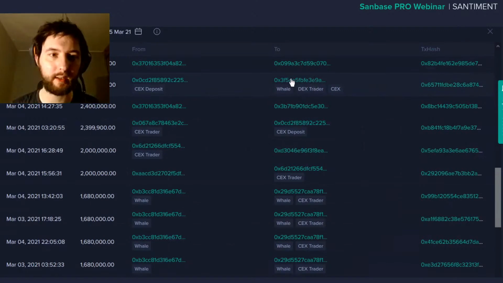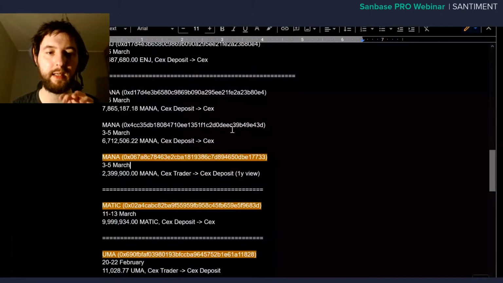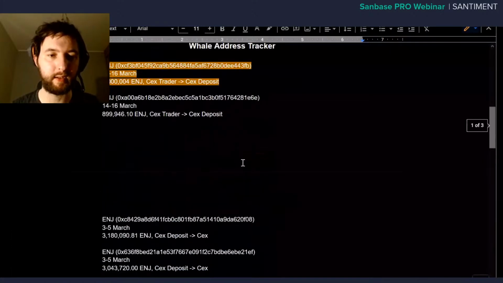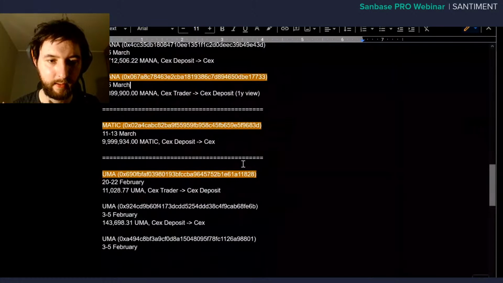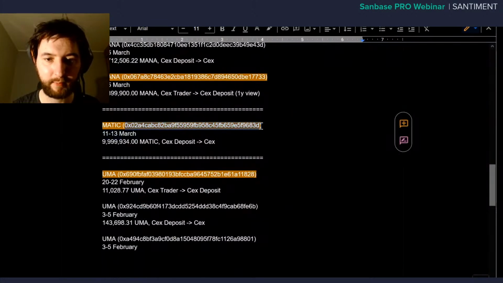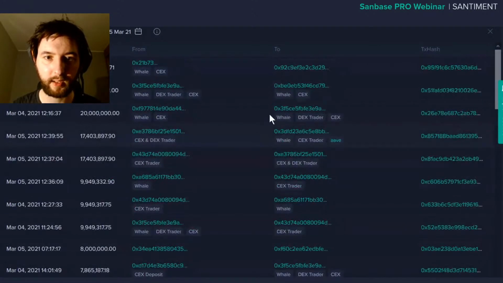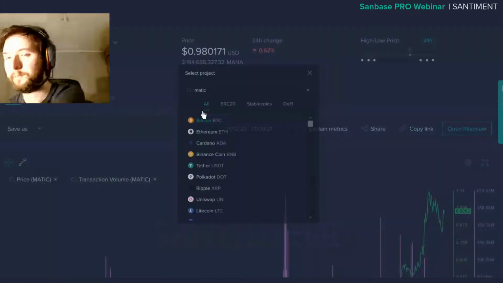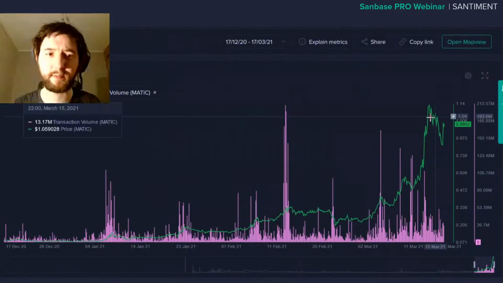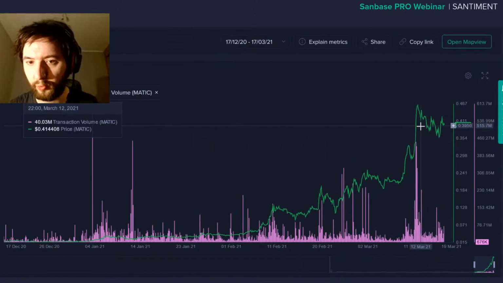So another way that you can use this metric is by looking at the deposit activity, or the activity of deposit addresses. And I think maybe I have, there we go. So for Matic, for example. So I looked at Matic, 11th to 13th of March, okay? Let's take a look. Matic had a massive spike, obviously. So 11th to 13th, this move here, right?